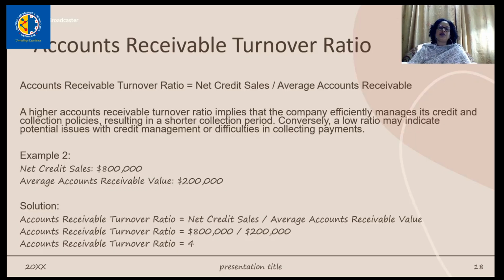So, your net credit sale is 8 lakh, average accounts receivable value is 2 lakh. So, accounts receivable turnover ratio, net credit sale divided by the average accounts receivable value, that is 8 lakh divided by 2 lakh, which ultimately comes as 4.